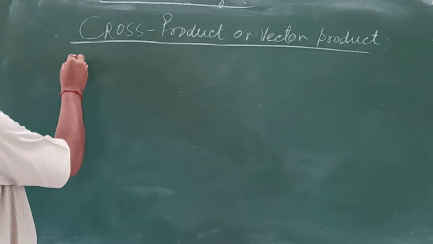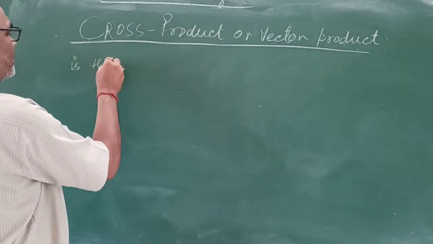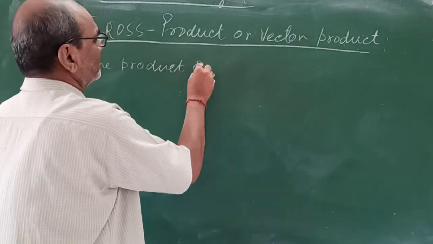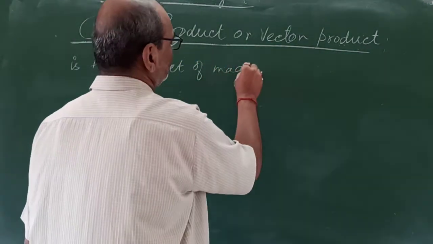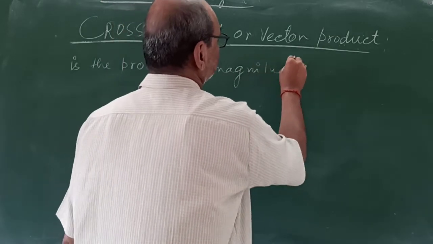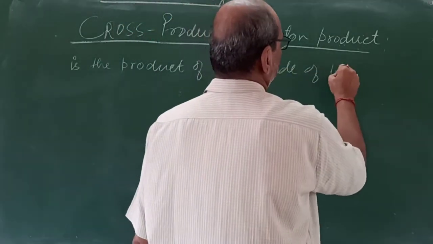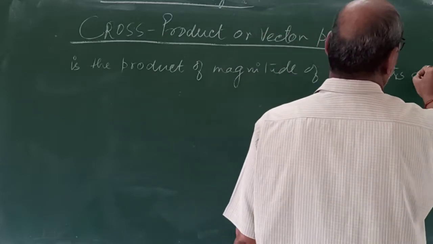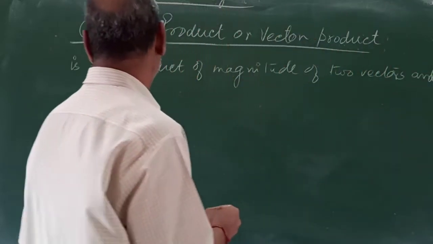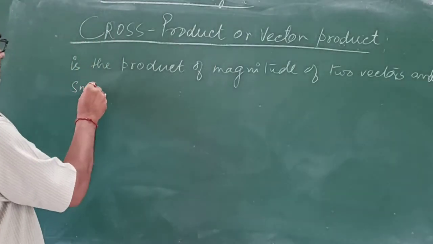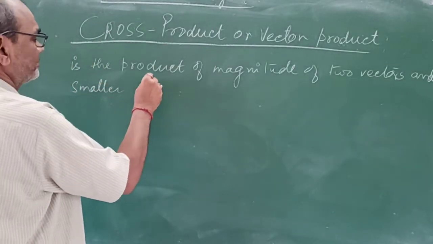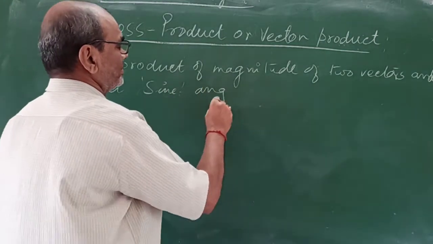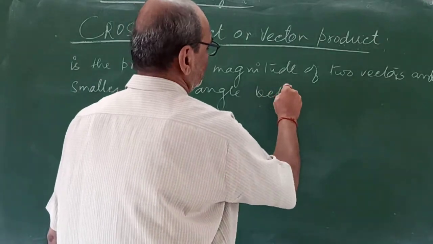Cross product of two vectors is the product of the magnitudes of the two vectors and the smaller sine of the angle between them.